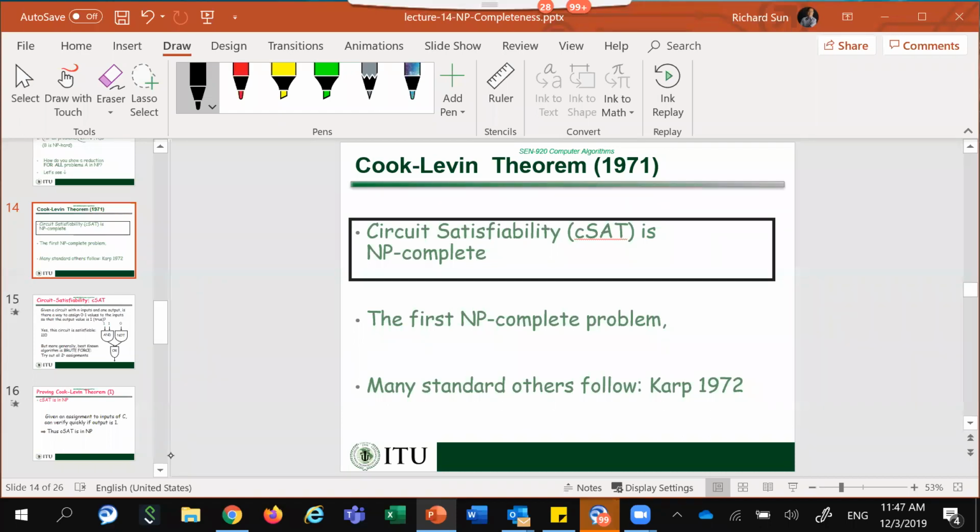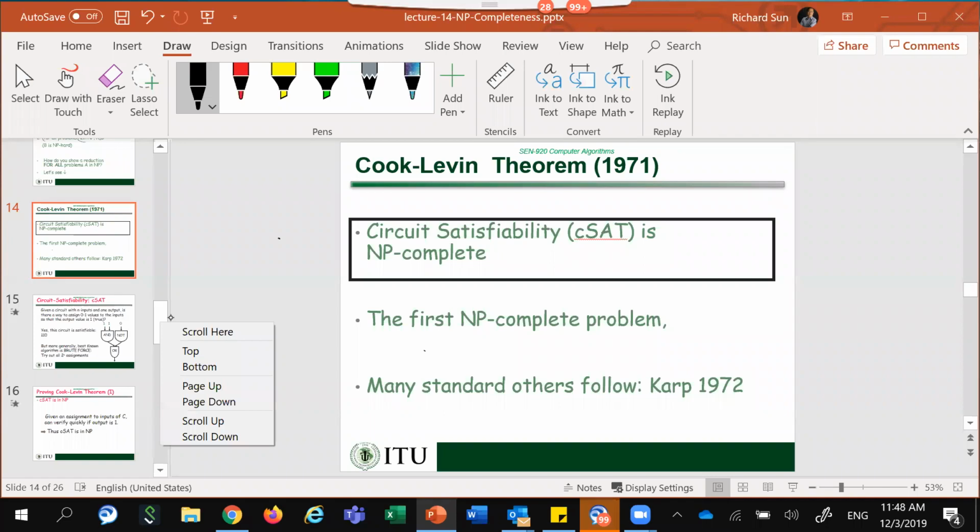They proved that the circuit satisfiability problem is an NP-complete problem. This is the first ever problem that is proved to be an NP-complete problem. It's the first NP-complete problem. This is proved by these two people independently, but most people just say Cook's theorem, simply because I think he probably published a little earlier, so he becomes the first one.